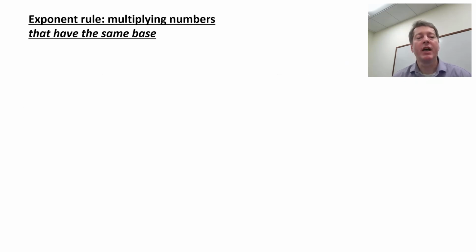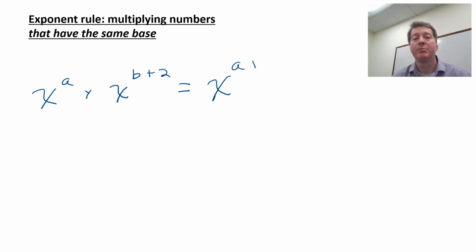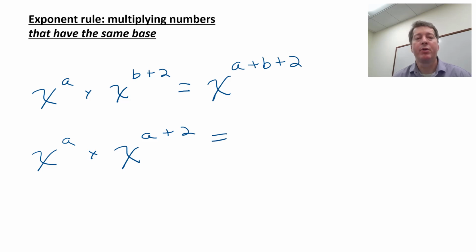Let's look at a little bit more complicated example. Suppose I had x to the a times x to the b plus 2. And I could put parentheses around that or not, it doesn't matter. But the same rule applies, you add the exponents. So that is x to the a plus b plus 2. Suppose I had x to the a times x to the a plus 2. Well, a plus a is 2a, so this is x to the 2a plus 2.